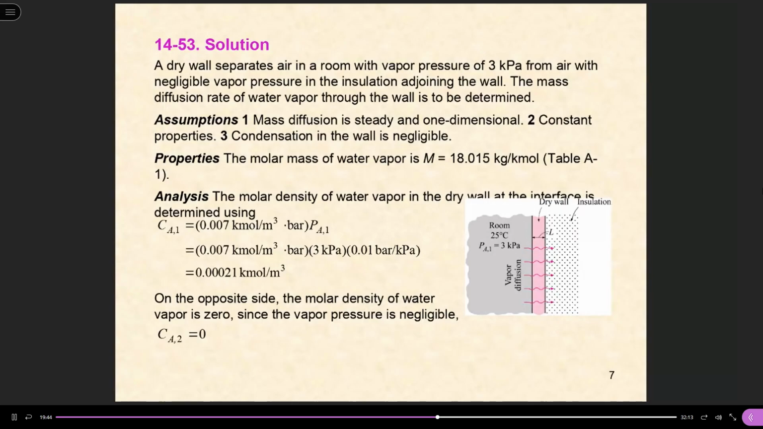So you use the solubility. You first consider the density of water within the dry wall, say the mole concentration within the wall, and you use the solubility here. On the other side, because the pressure is 0, you don't need to do a calculation; it's also equal to 0. In other words, by using the solubility, you first calculate the concentration within the wall, rather than directly using the concentration at the wall surface. This is different from the heat conduction calculation.